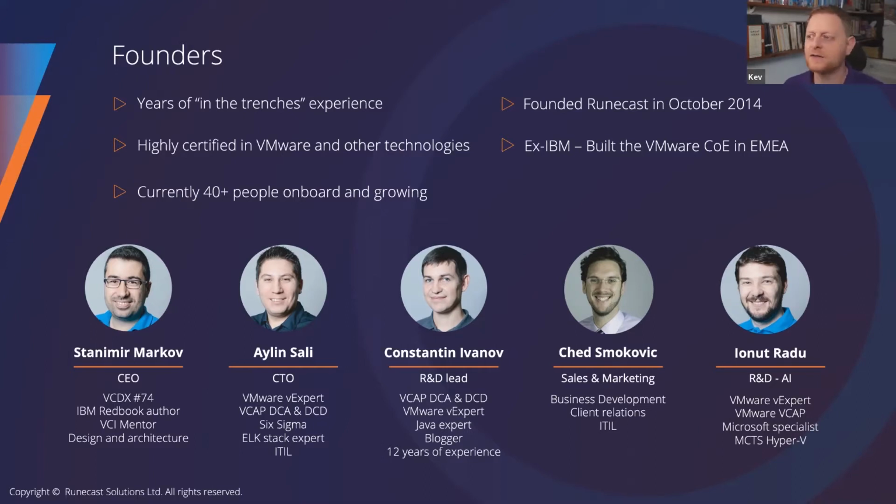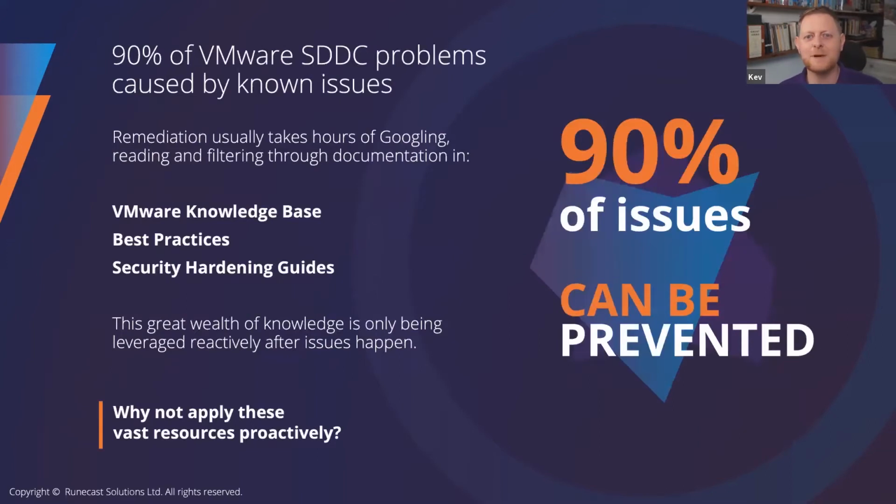And the thing that they discovered while they were all working together is that 90% of issues that were being rolled up to them were caused by known issues. So they're documented somewhere. You should be able to avoid these particular lumps in the road, but unfortunately, nobody reads that documentation until they get hit with a problem.